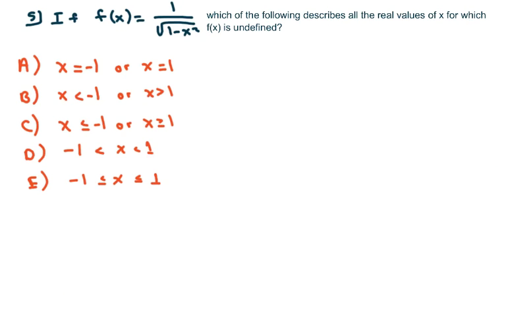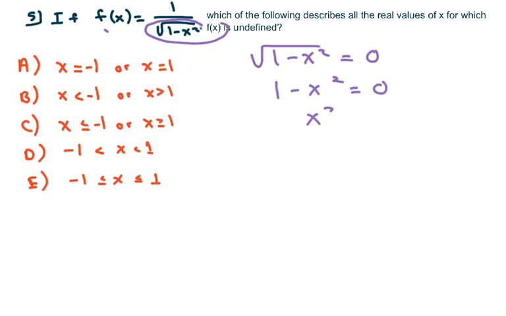The next one says, if f of x is 1 over the square root of 1 minus x squared, which of the following describes all the real values of x for which f of x is undefined? So basically I'm just looking at this, and I'm going to set that to 0, because the denominator can't be 0. So we have square root of 1 minus x squared, set it to 0. And square both sides, you get 1 minus x squared equals 0. So you get x squared equals 1, so x equals plus or minus 1.